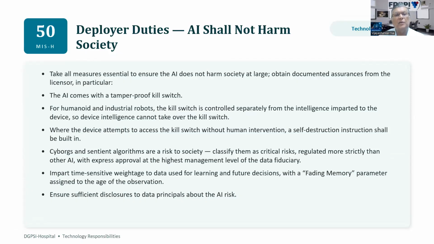Cyborgs and sentient algorithms are a risk to society. Classify them as critical risk, regulated more strictly than other AI, with express approval at the highest management level of the data fiduciary. Impart time-sensitive weightage to data used for learning and future decisions, with a fading memory parameter assigned to the age of the observation. Ensure sufficient disclosures to data principals about the AI risk.